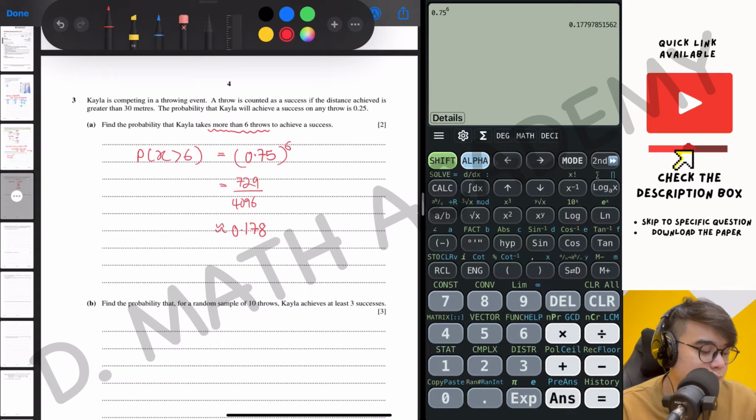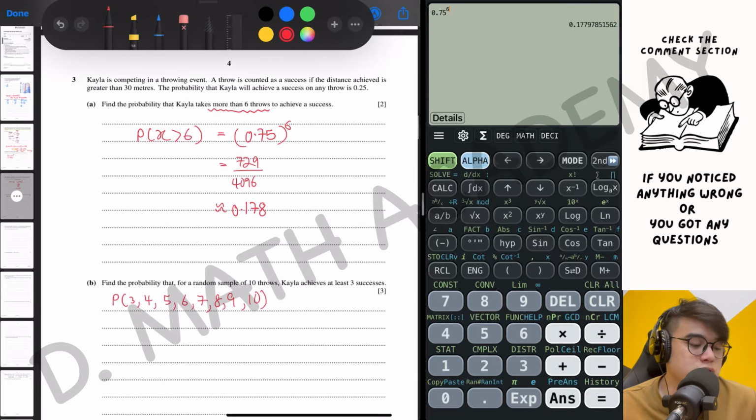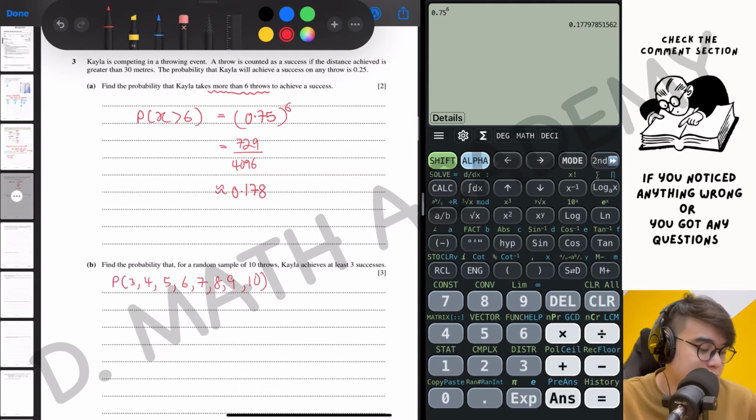Part B, random sample of 10 throws, at least 3 successes. So what they are referring to is that you are calculating probability that is 3, 4, 5, 6, 7, 8, 9, 10. But to do that, it's too troublesome. So instead, you must use the reverse way, which is by taking 1, which is the total probability, minus off the probability of getting 0, getting 1, and getting 2.